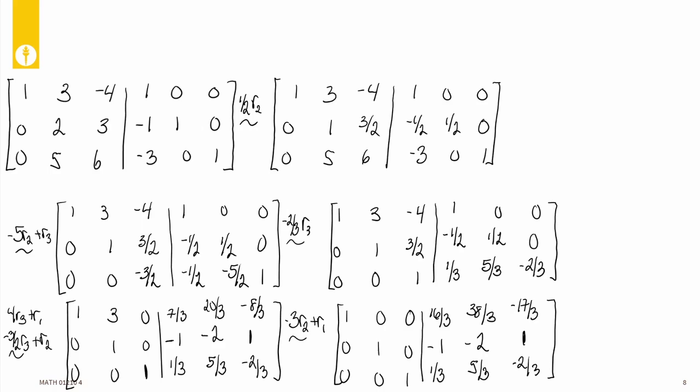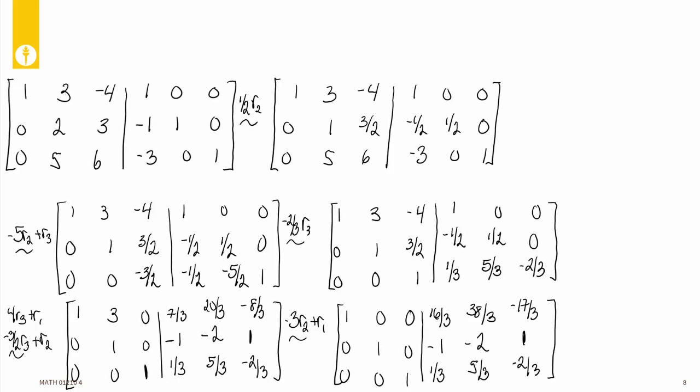Do we have the identity matrix? Then this matrix is non-singular. And B inverse is that right-hand side.